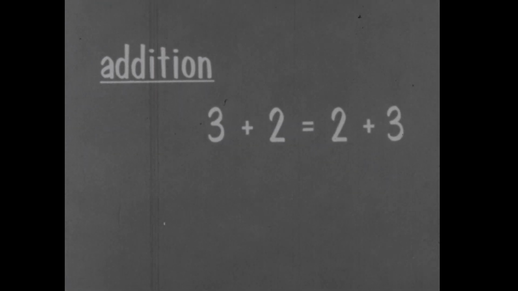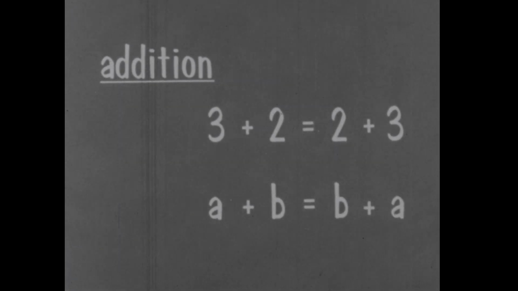Similarly, using letters, we can write A plus B. This may be written in reverse order, B plus A. The letters express a general rule of addition. Numbers have the same sum even if we reverse the order in which they are added.